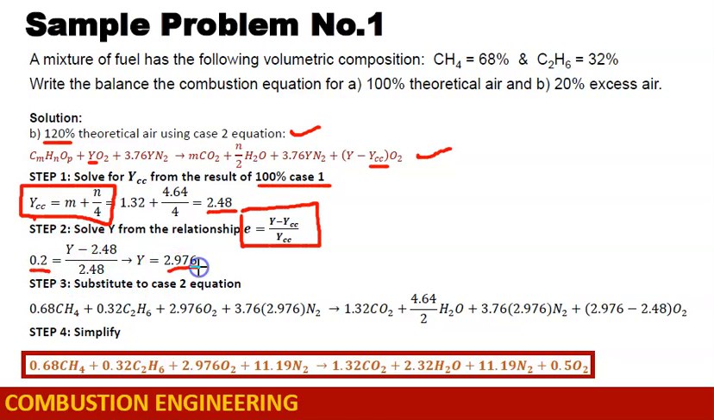So Y is 2.976. We substitute Y and YCC into our case 2 equation, as well as the values of M and N, and then simplify so that we have our equation for 20% excess air, or 120% theoretical air. This one represents the equation for 120% theoretical air. This time, there is a presence of oxygen in the products, unlike the 100% theoretical air.